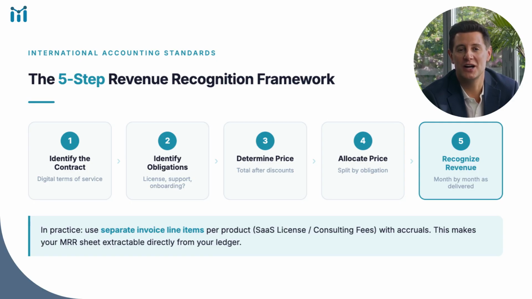Third, determine the transaction price. This is the total amount the customer will pay after discounts. Fourth, allocate the price. Finally, recognize revenue as the service is delivered, meaning month by month.